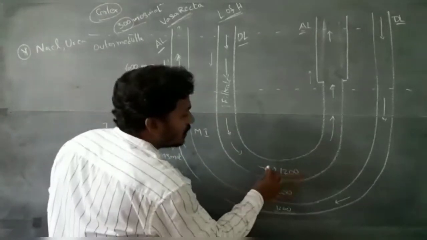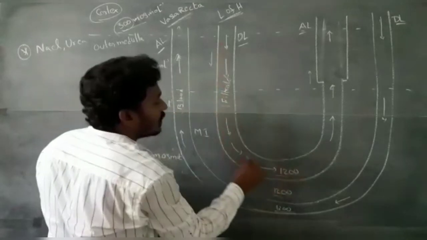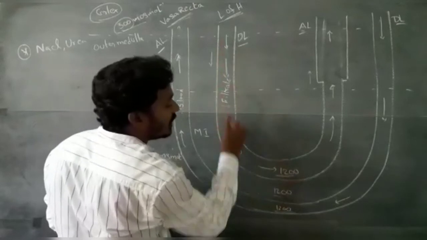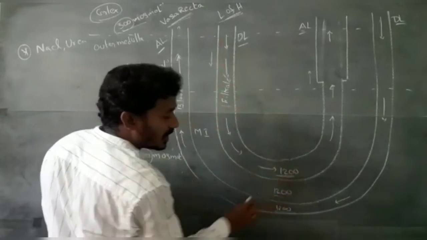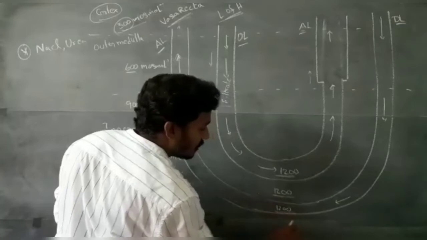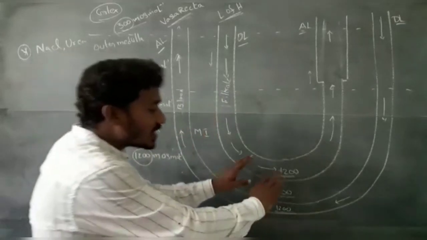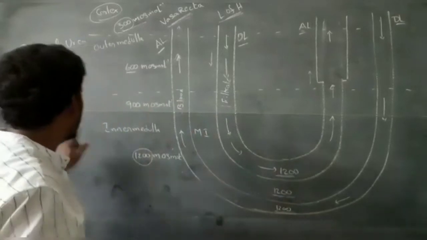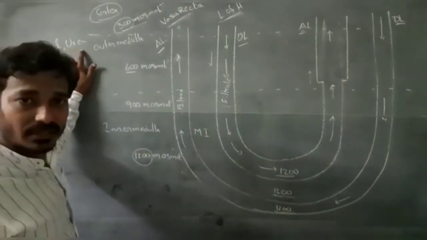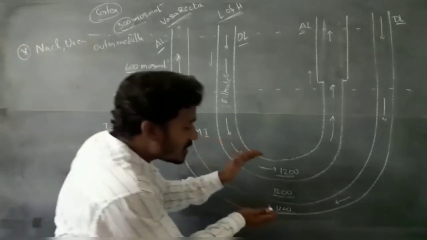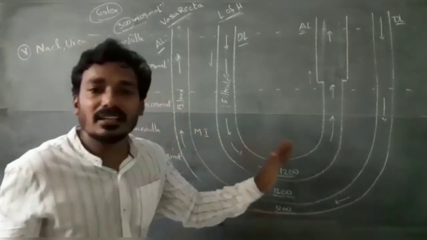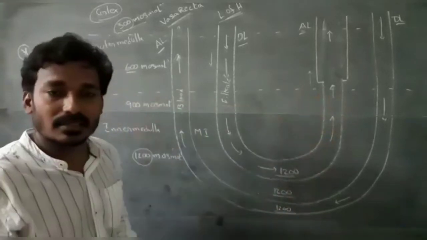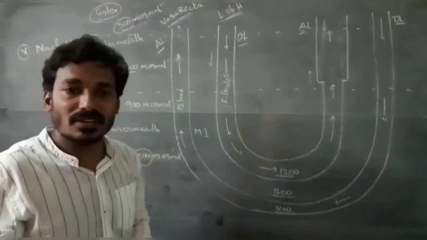This is blood. The loop of Henle filtrate contains 1200 osmolarity concentration. This is 1200. This is 1200. This osmolarity is formed by sodium chloride and urea. This concentration gradient is maintained by the counter current exchange of these ions.